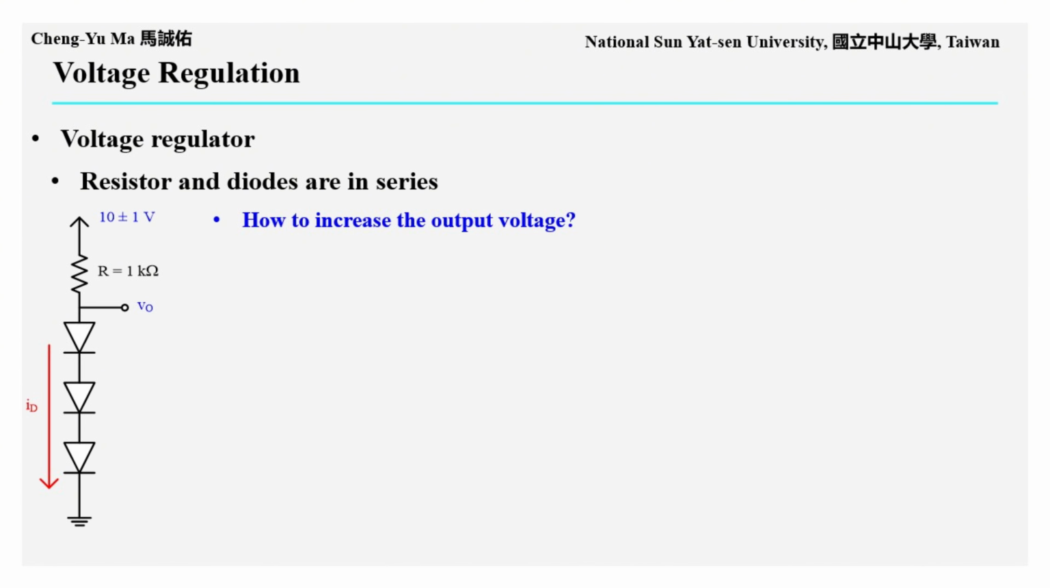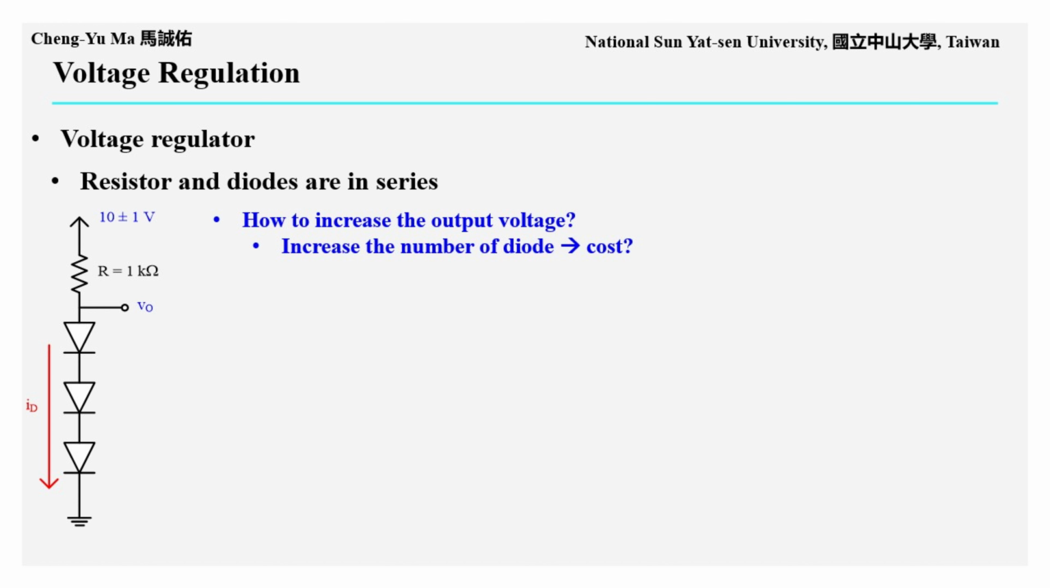What should we do if we want a regulated output voltage with a higher voltage value? The most direct method is to increase the number of series-connected diodes. Since each forward-biased diode provides about 0.7 volts, 10 diodes in series would give an output voltage of about 7 volts. However, using more diodes increases circuit cost.